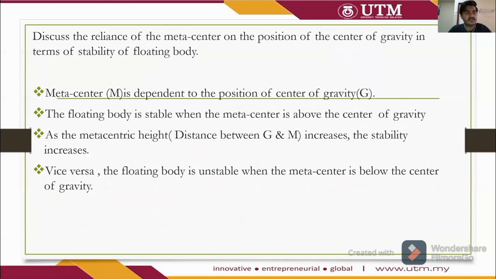The third discussion will be the dependence of the metacenter on the position of the center of gravity, in terms of stability of a floating body. Metacenter M depends on the position of the center of gravity. The floating body is stable when the metacenter is above the center of gravity. As the metacentric height, the distance between G and M, increases, the stability increases. Vice versa, the floating body is unstable when the metacenter is below the center of gravity.